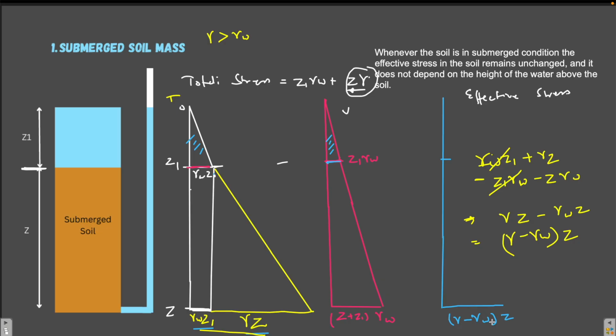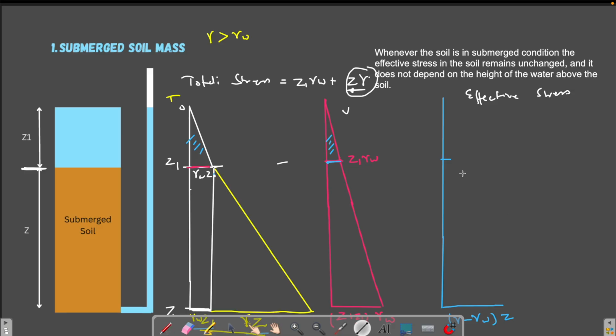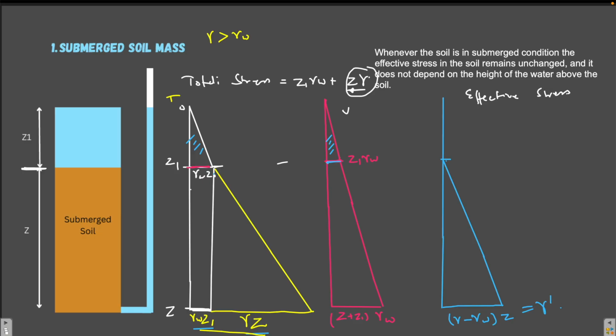This gives you the pressure at the bottom, and this is increasing linearly with respect to Z because these terms are constant. So when Z is 0, the pressure at that point is 0, right? The pressure diagram will be something like this. It starts from 0 here and becomes equal to gamma minus gamma W into Z, and that gamma minus gamma W is gamma submerged. So the pressure over here is gamma submerged into Z, and this is the effective pressure diagram.